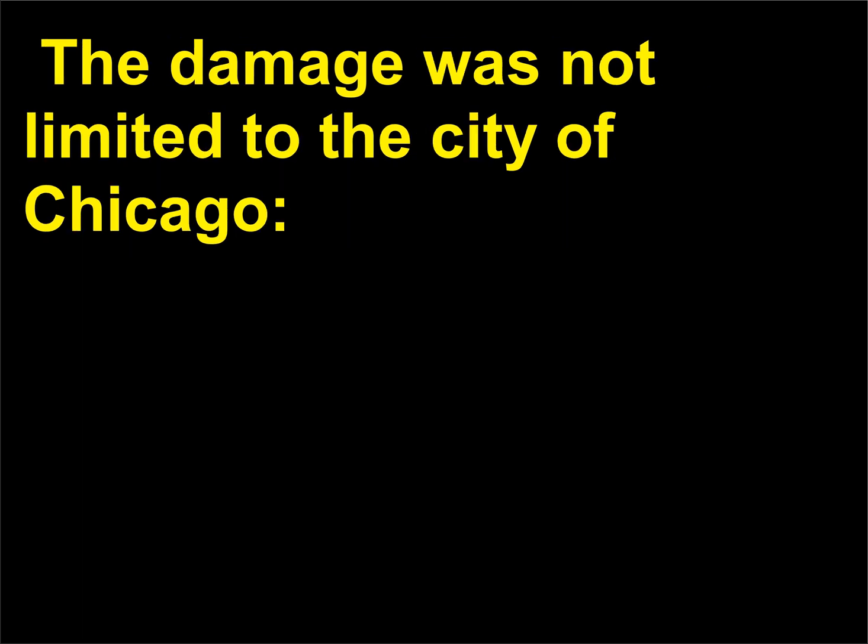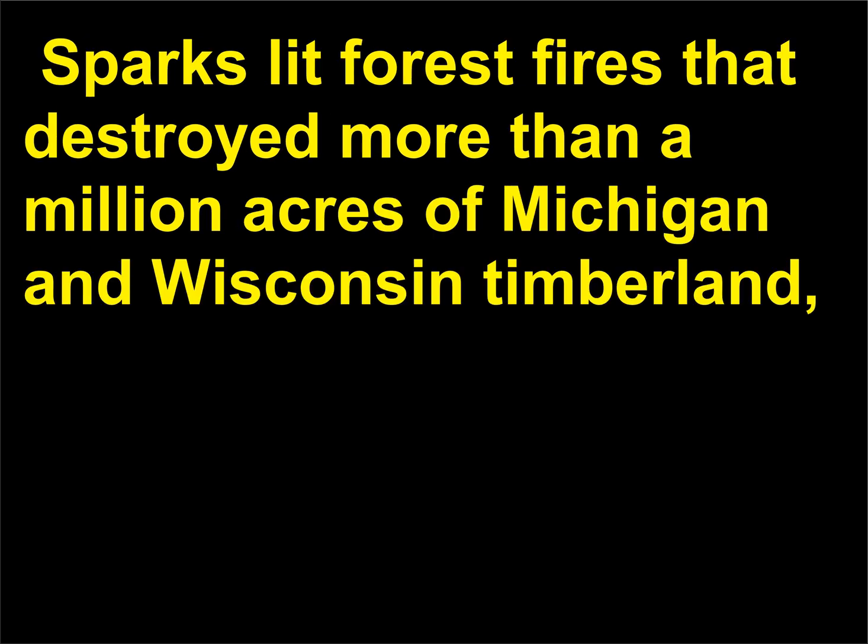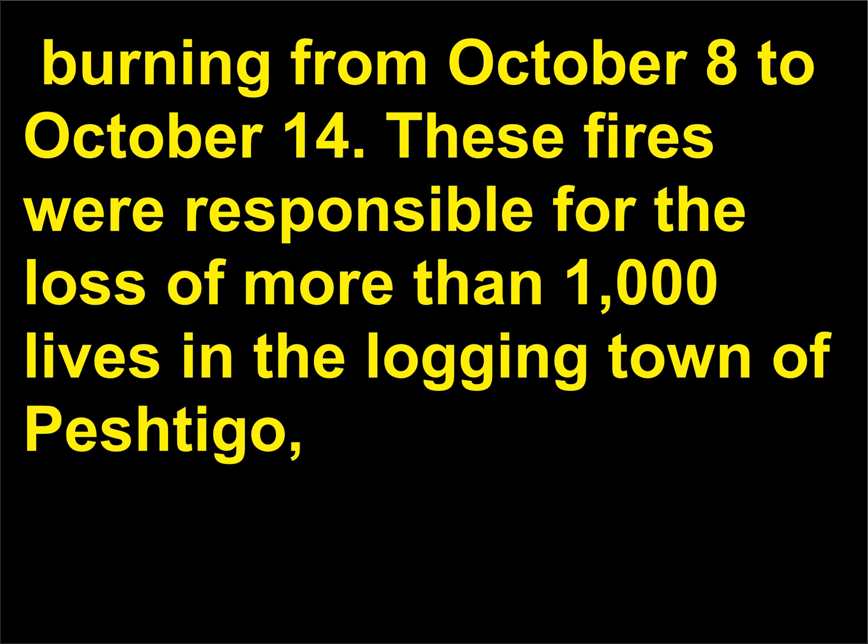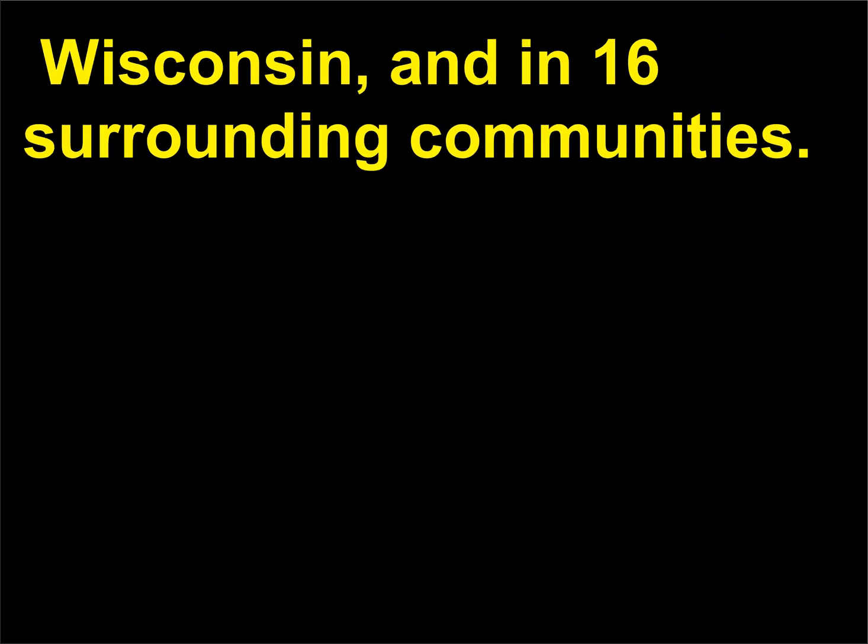The damage was not limited to the city of Chicago. Sparks lit forest fires that destroyed more than 1 million acres of Michigan and Wisconsin timberland, burning from October 8 to October 14. These fires were responsible for the loss of more than 1,000 lives in the logging town of Peshtigo, Wisconsin, and in 16 surrounding communities.